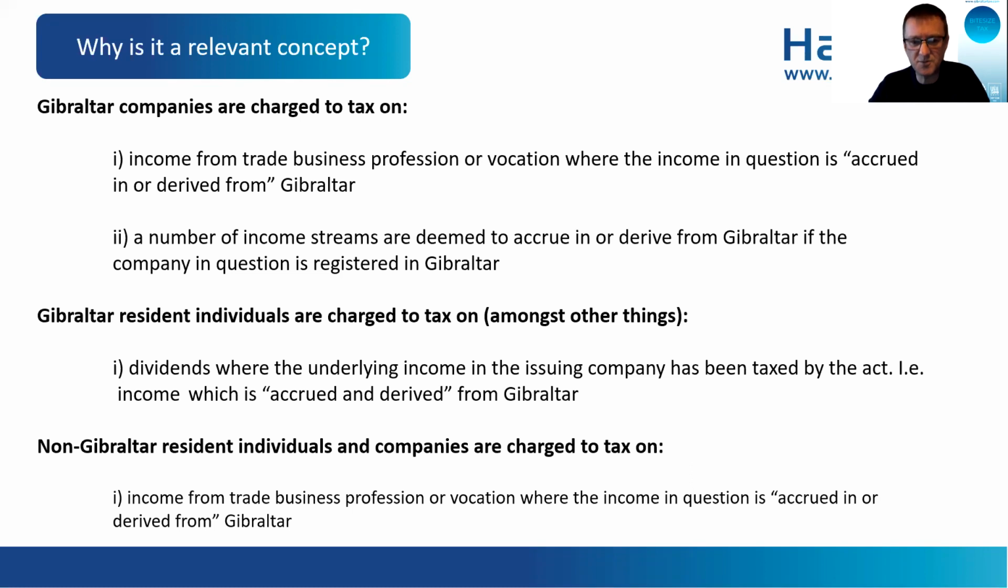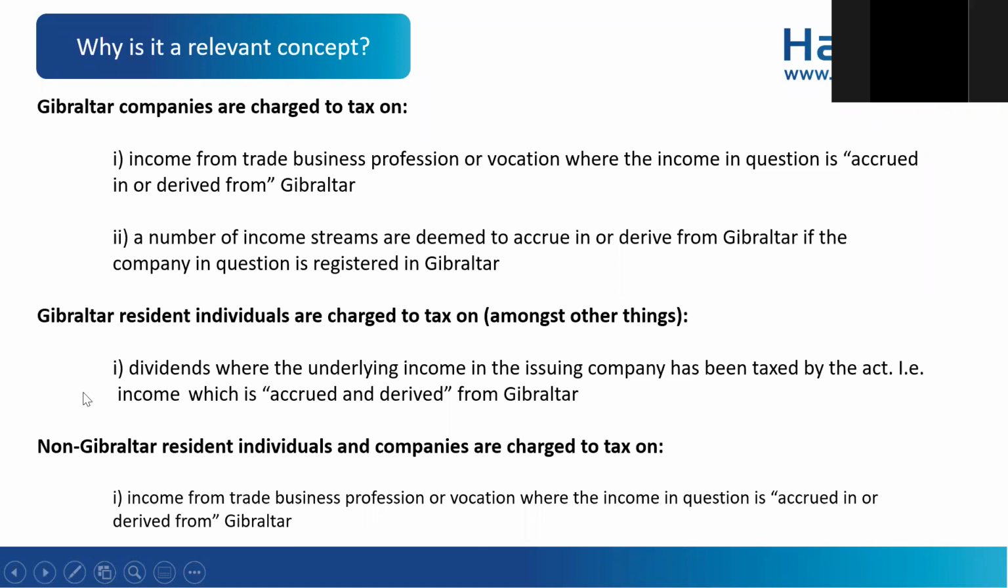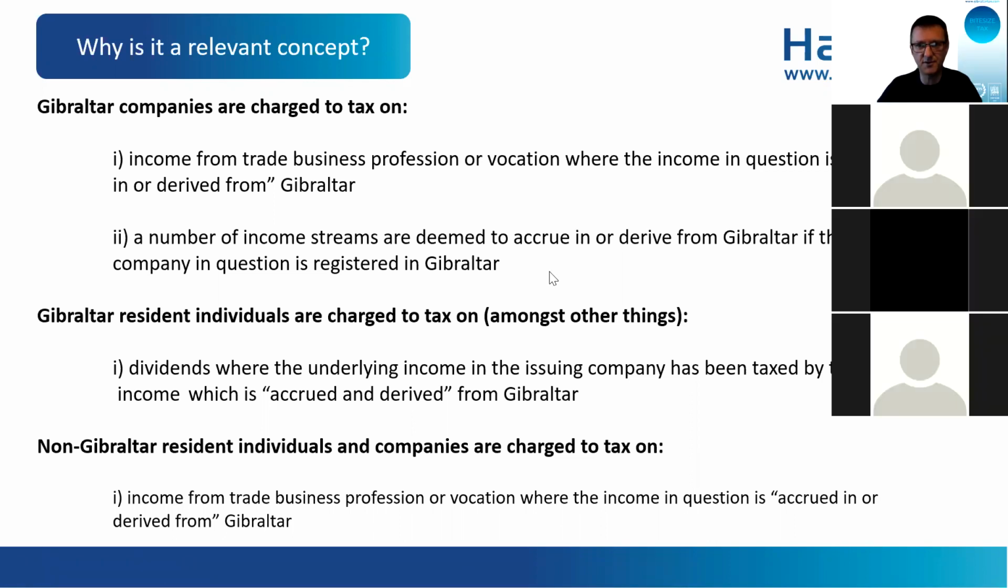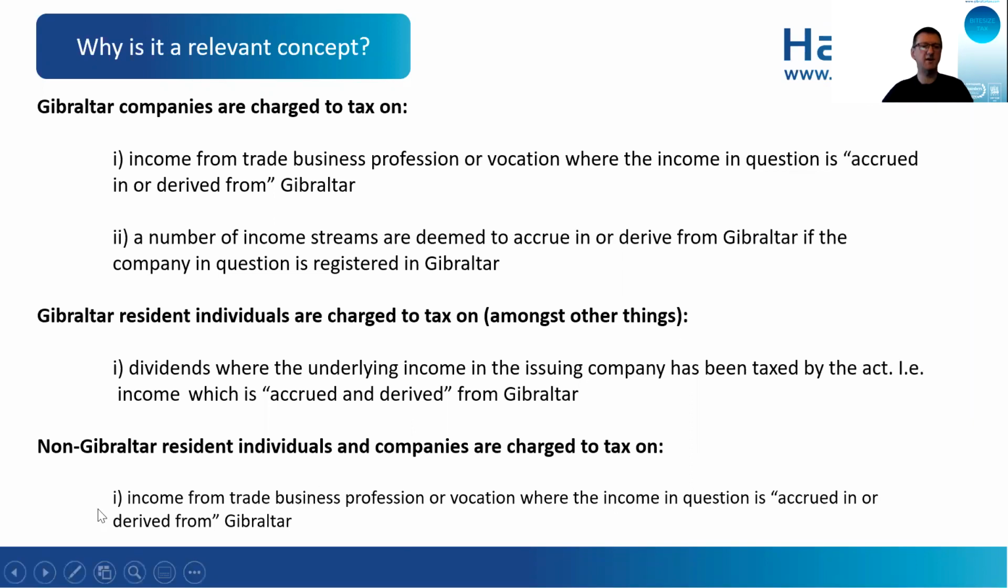And finally, non-Gibraltar resident individuals are also charged to tax on income from trade, business, professional vocation, where the income in question is accrued in or derived from Gibraltar. So they have a similar tax base to companies, sorry, not corporations. So that's why the concept of accrued and derived is important, and we should have a solid understanding of it if we're going to operate our tax system effectively.